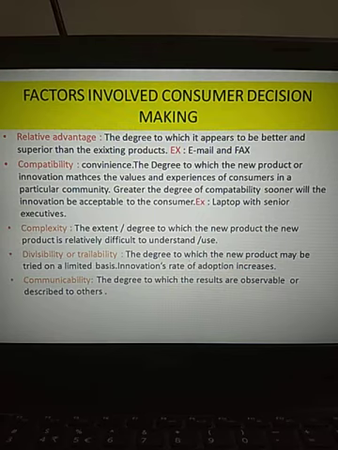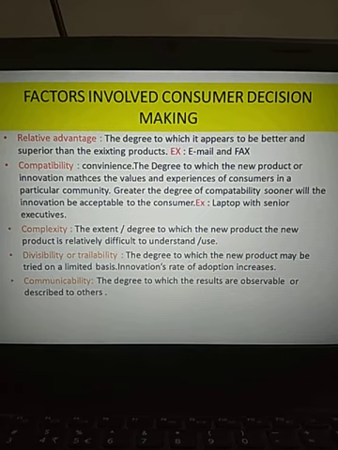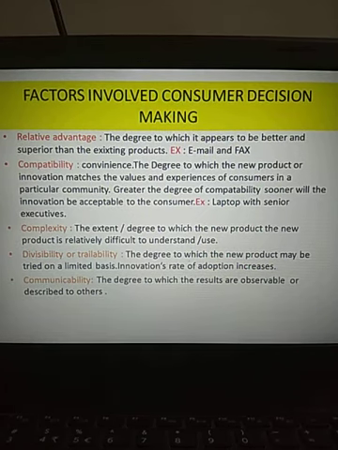Compatibility. The general meaning of compatibility is nothing but convenience. It is the degree to which the new product or innovation matches the values and experience of consumers in a particular community. The greater the degree of compatibility, the sooner the innovation will be acceptable to the consumer. The best example is a laptop with senior executives.